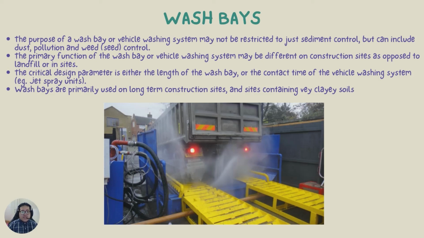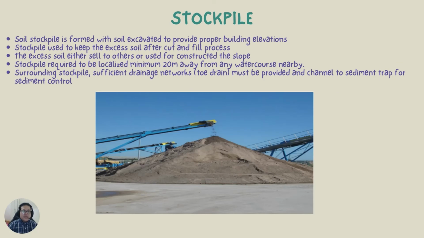The critical design parameter is either the length of the wash bay or the contact time of the vehicle washing system, for example, the jet spray units. Wash bays are primarily used on long-term construction sites and sites containing very clayey soils.